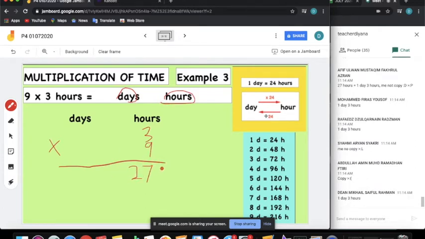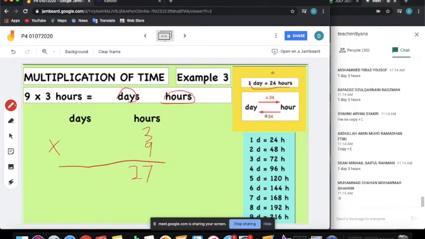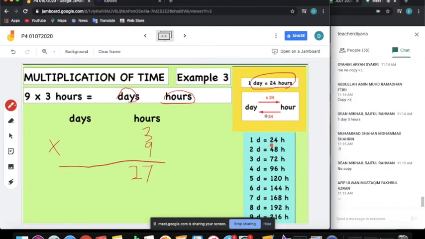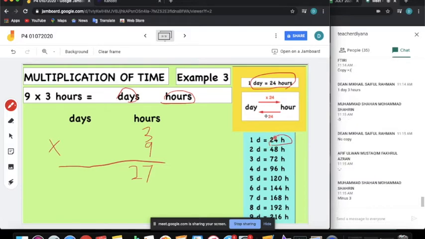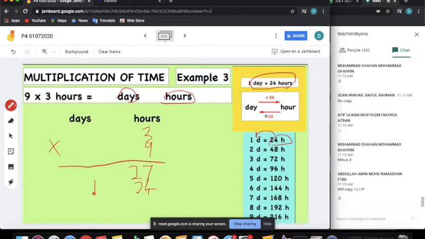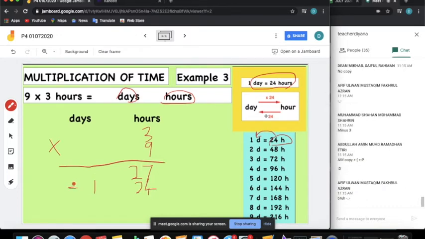Teacher, my hours are more than 24. Okay, good, teacher trusts you. So teacher, I can take 24 hours and convert it into 1 day. I bring it to the day. Yes, good. So you minus 24 here and then you plus 1 here. Okay, good. So now 27, this is minus, okay? 7 minus 4 is 3. 2 minus 2, nothing. 1 day.